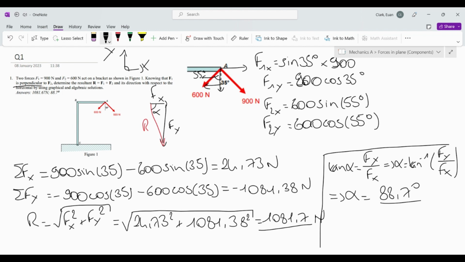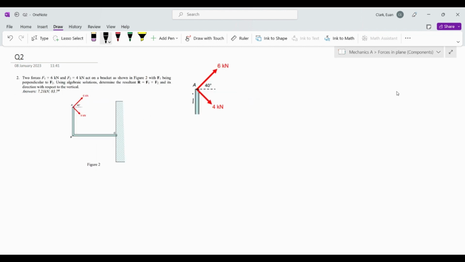So anyway, let's move on to question 2. This one is a relatively similar question where the forces are perpendicular to each other, but I will show you in the next episode when they aren't. I'm just going to make it slightly more complicated. So same again, the exact same procedure. We're going to find the components of the 6 kilonewton force, which has two components with a 40-degree angle.